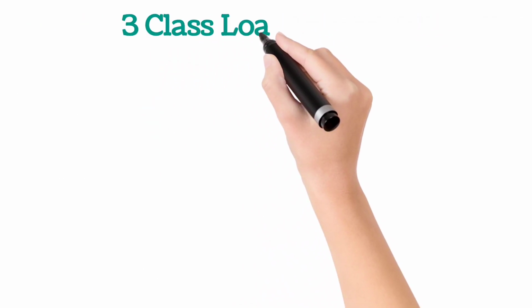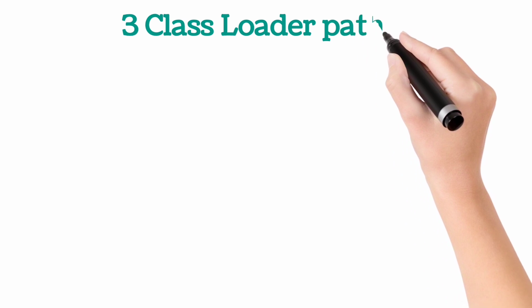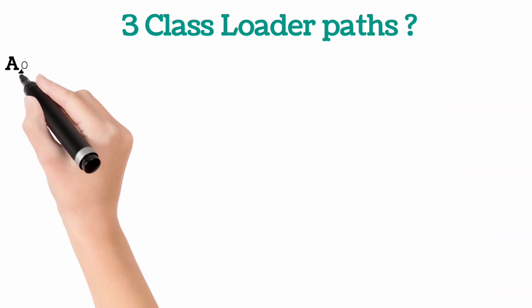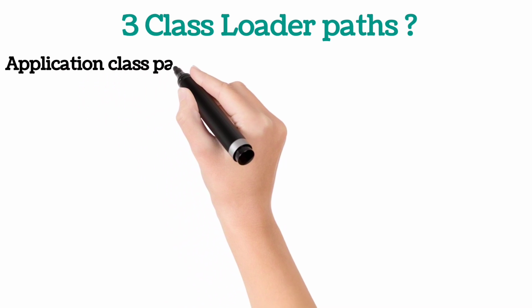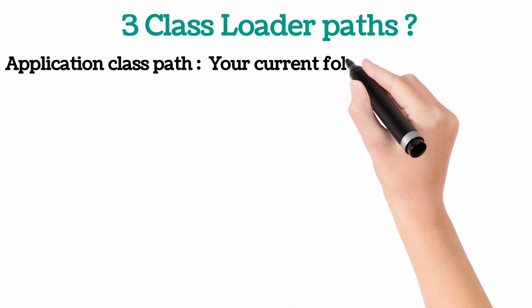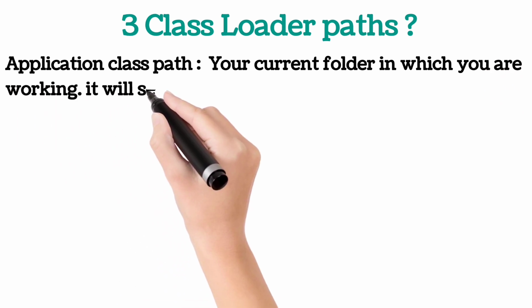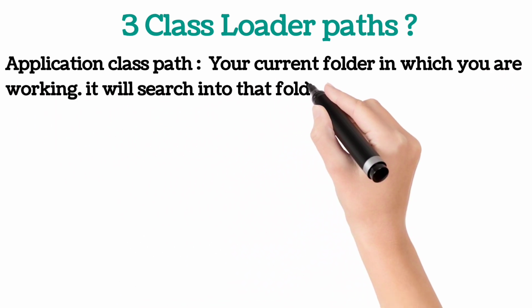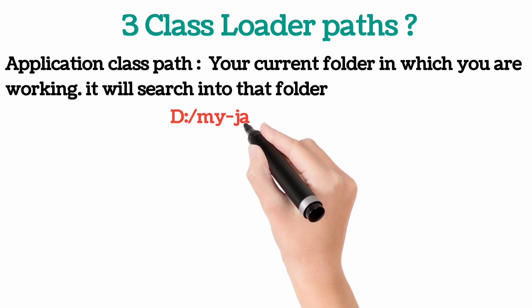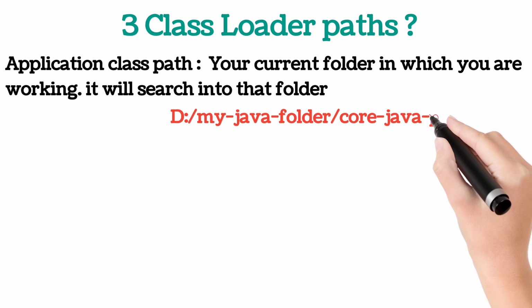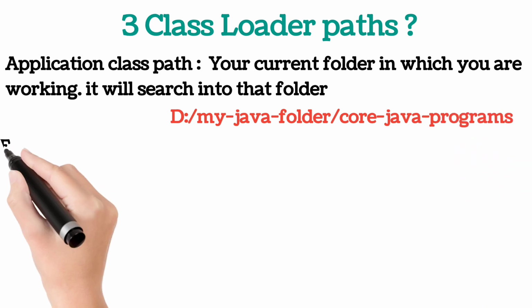Now we have to discuss three class loader paths. The first one is the application class path. It will search in the current folder where you are working, like if you are working in the D drive, my Java program or my Java folder / core Java program.